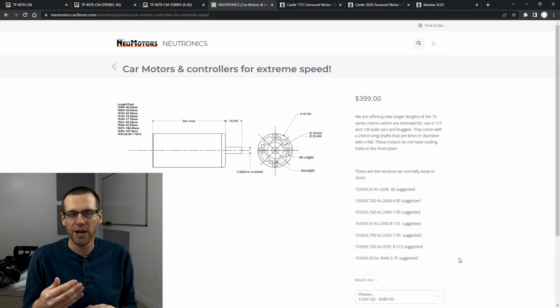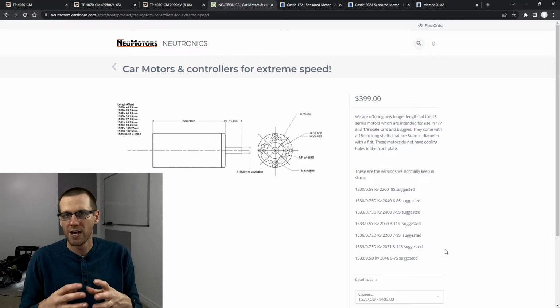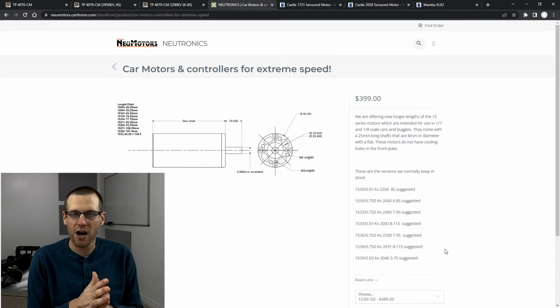So depending on what you plan to run, if you're planning to run a 6S pack or 8S pack, these are the two motors that are going to be the highest performing. Now keep in mind, a motor that is 130 millimeters in length, you will have to check and make sure that you can physically actually get that into your specific application.